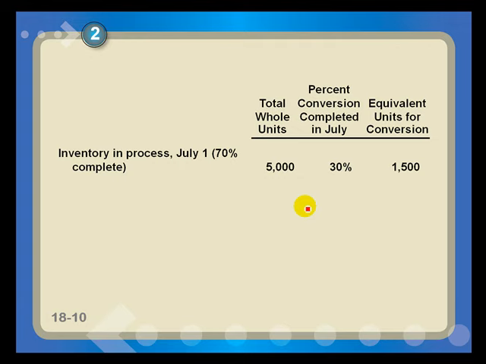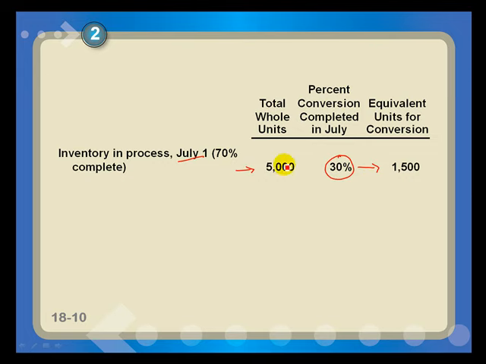All right, inventory in process, beginning of July, 70% complete. So basically there's 5,000 units. They came to a 70% complete. So for conversion costs, we only need to do 30% of the work. So equivalent units, in July, we only did 1,500 units equivalent. That's how much work we did on these.